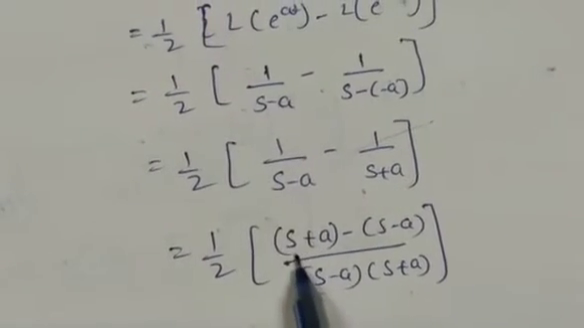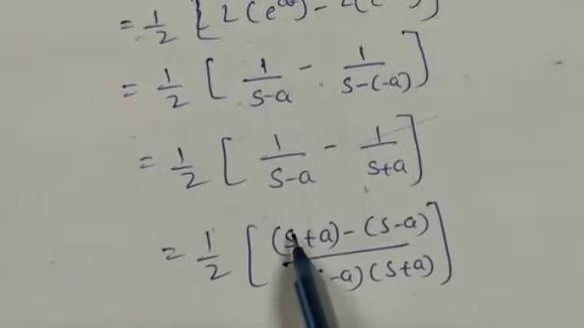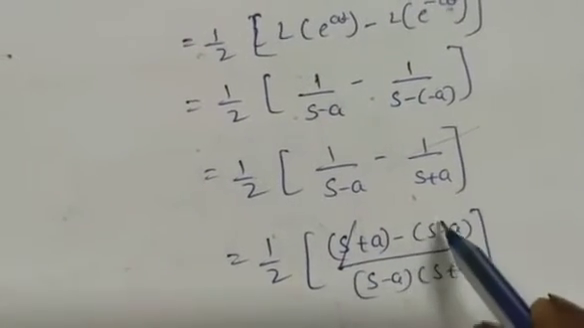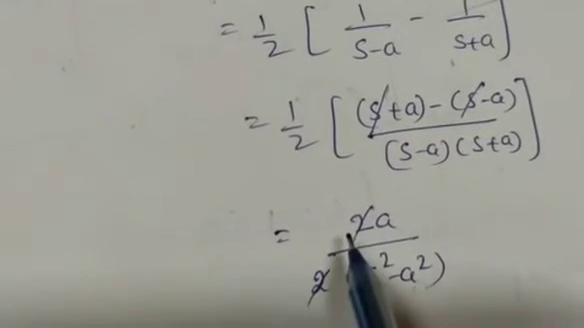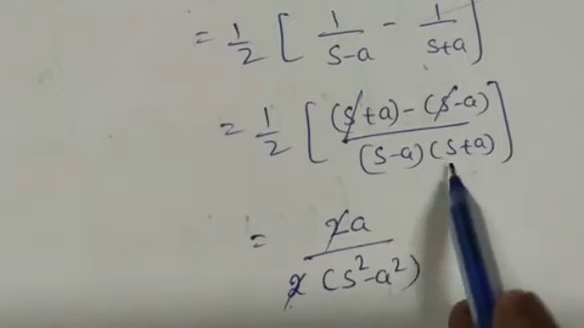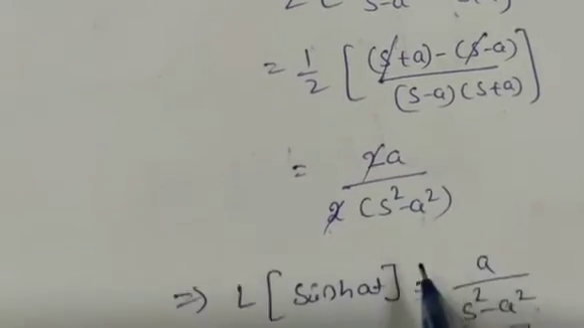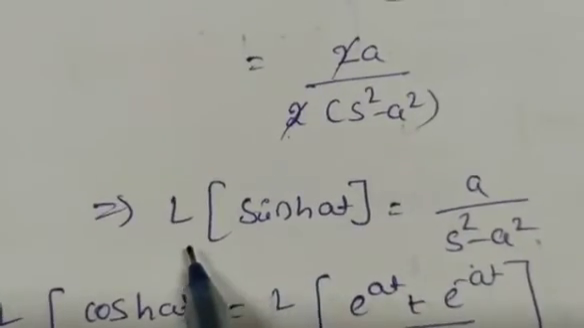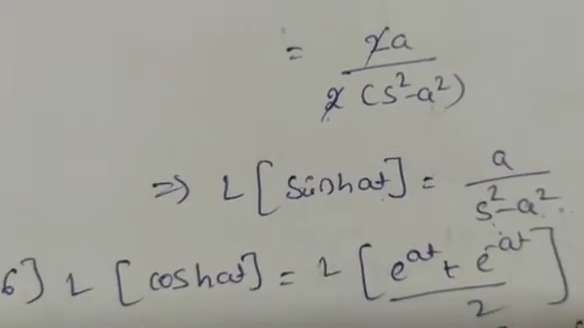Cross multiply: s plus a minus s minus a. Here s minus s gets cancelled, a plus a becomes 2a. Here plus s minus s gets cancelled, minus into minus is plus a, a plus a is 2a. So 2a divided by 2 into, we know s minus a into s plus a is s square minus a square. And here the 2 also gets cancelled. It is equal to simply a divided by s square minus a square. So thus Laplace transform of sin hyperbolic at is a divided by s square minus a square.